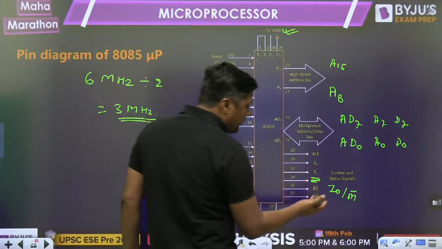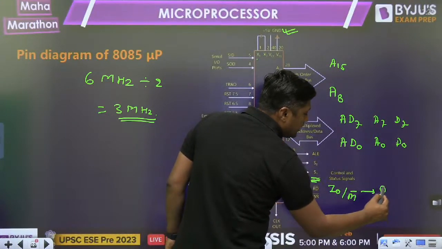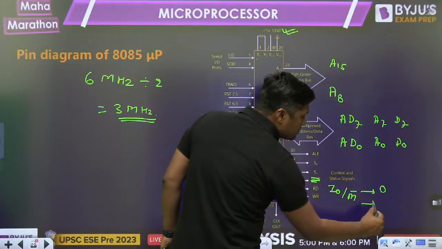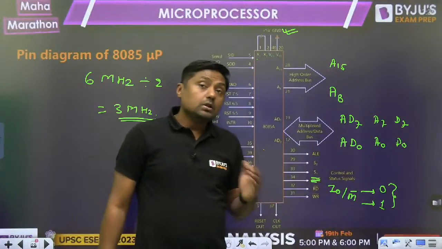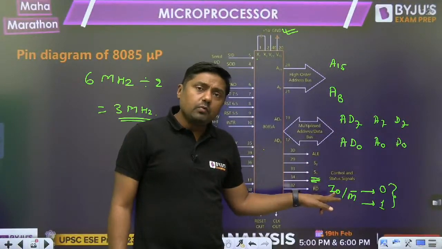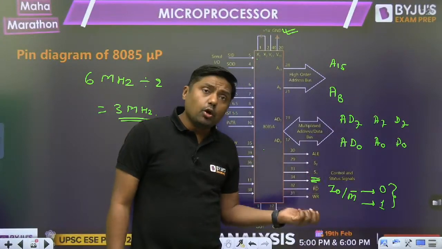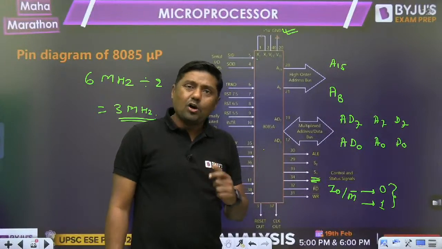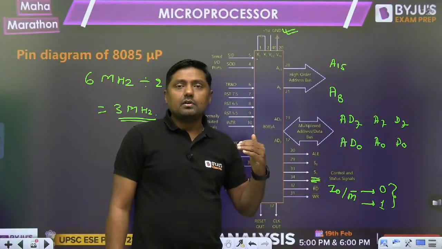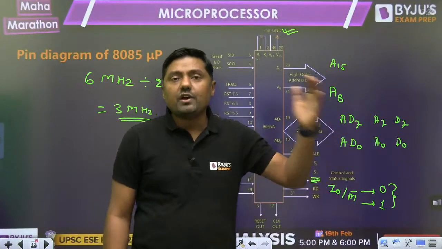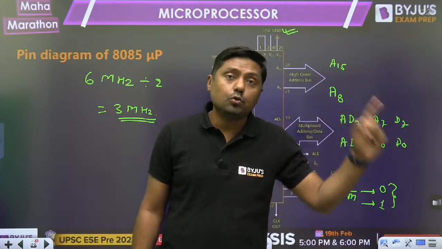But we have to decide whether it is a memory operation or an input output operation. If this pin is 0, it is a memory operation. If this pin is 1, it is an input output operation. Now, this will decide whether it is an input operation or memory operation, whether it is a read operation or write operation. Read means the microprocessor will fetch the data, and the data will travel from the peripheral devices to the microprocessor. Write means the data will travel from the microprocessor to the peripheral.